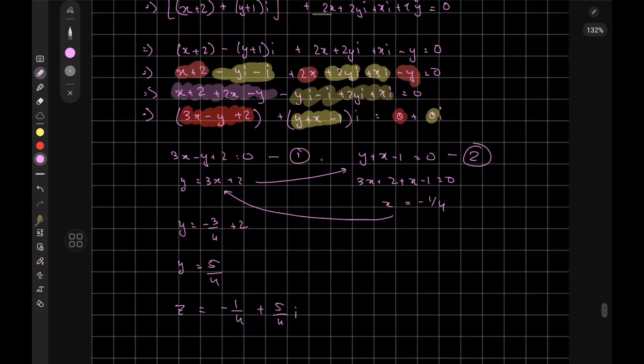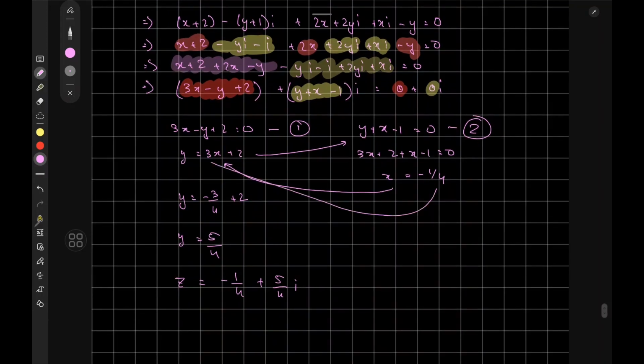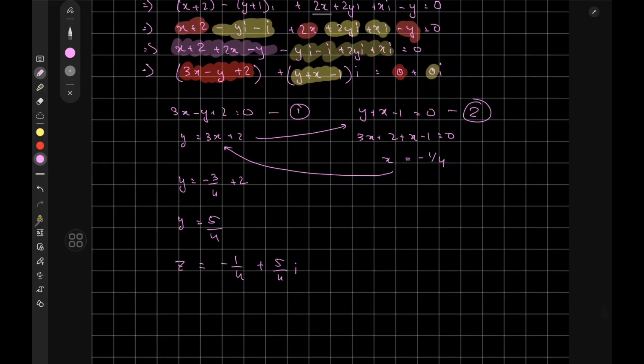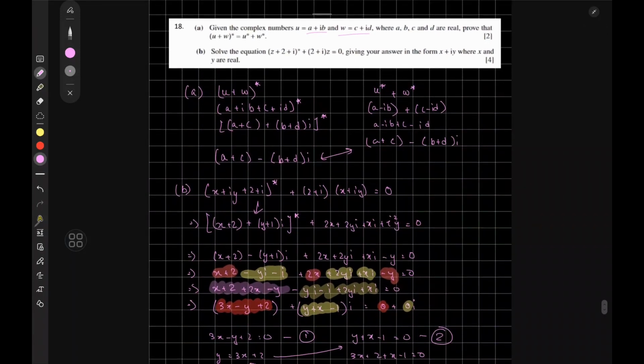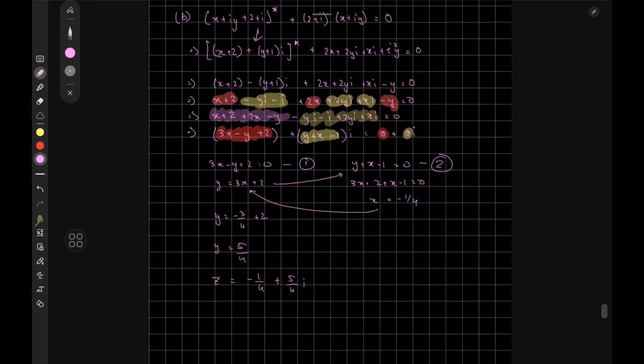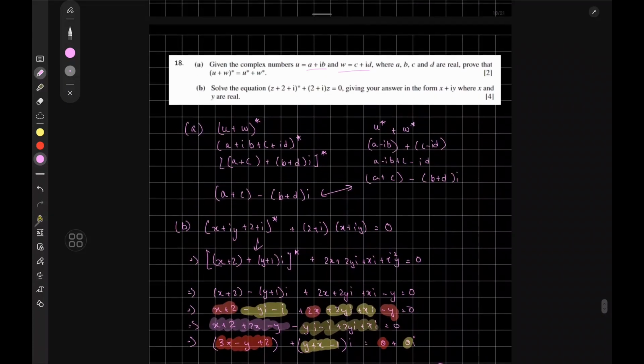Great. After you receive two equations, 1 and 2, what do you do? You're basically going to substitute the value of y into over here, and after you do that, you get x is equal to minus 1 by 4. Plug that over here and you get y is equal to 5 by 4. They asked you, giving your answer in the form x plus iy. So they wanted to know what is the value for z.